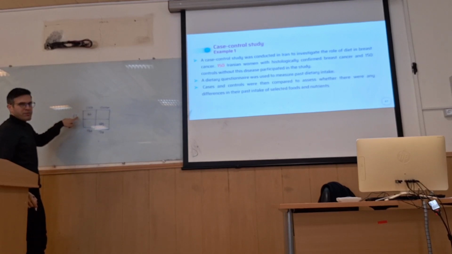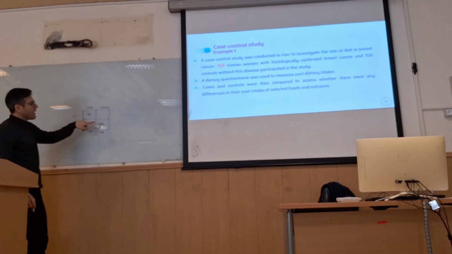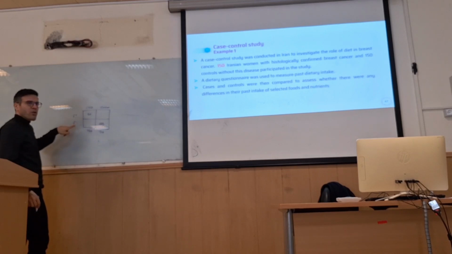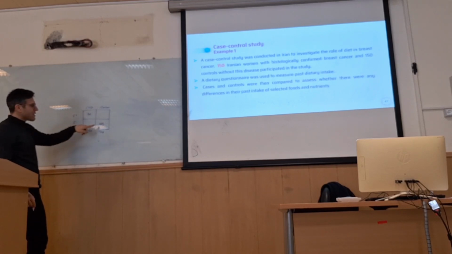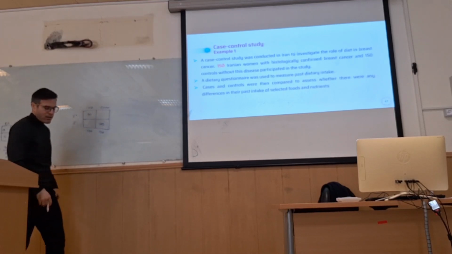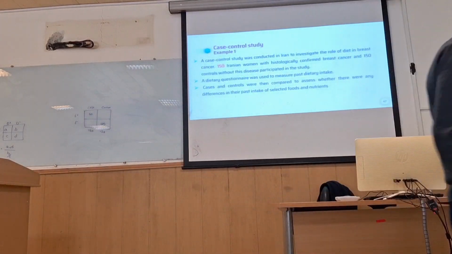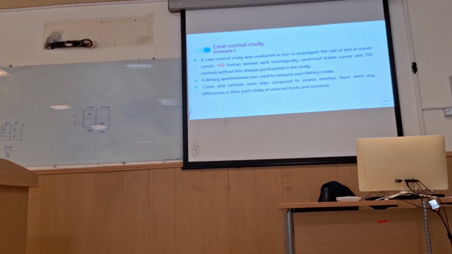The number of cases who are exposed is 15. And the number of controls who are not exposed is 125. Please calculate odds ratio. Please, at first you should complete this table.